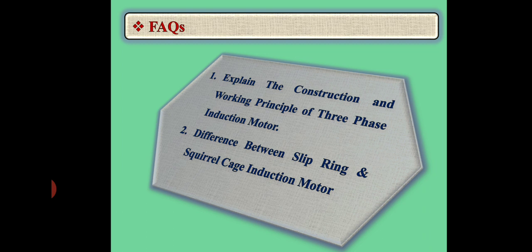Next, the frequently asked questions in GTU exam. The first one is: explain the construction and working principle of three-phase induction motor. And the second one is: the difference between slip ring and squirrel cage induction motor.